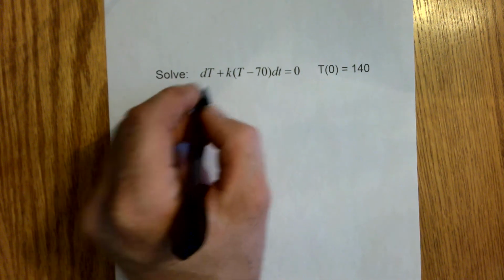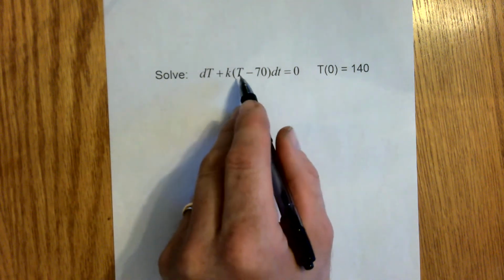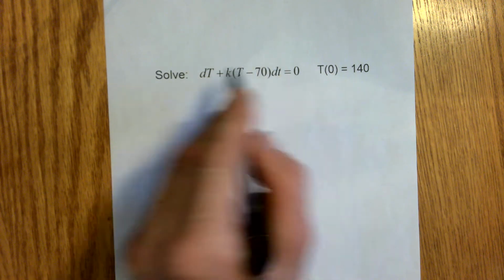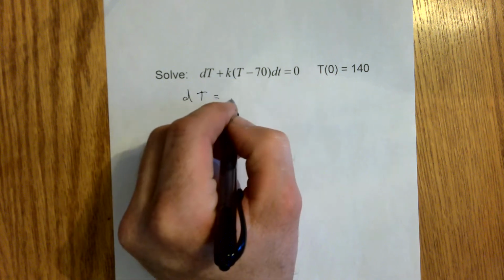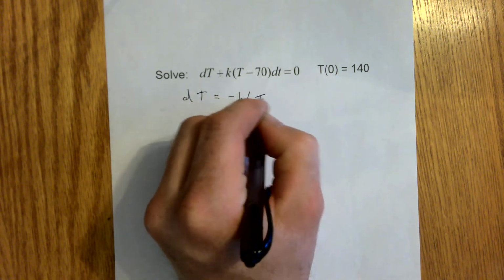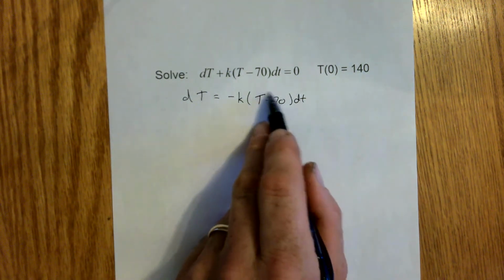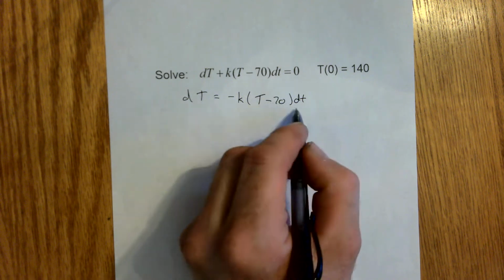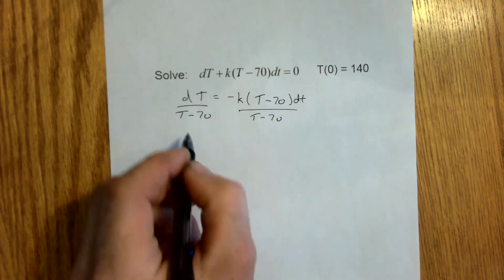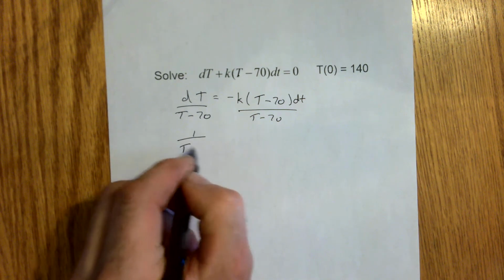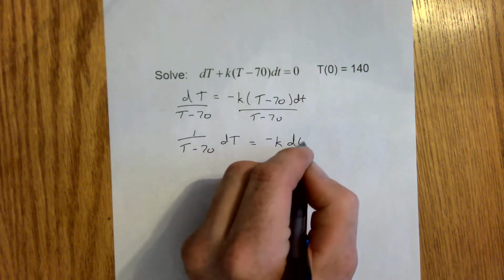So what are we going to do? Well, we're going to go ahead and get our capital T's on the left side and our little t's on the other. First thing I do, though, is subtract this over. So dT is going to equal a negative k times T minus 70 dt. And now I can go ahead and divide my capital T minus 70 over. So I have 1 over capital T minus 70 d capital T equals negative k d little t.